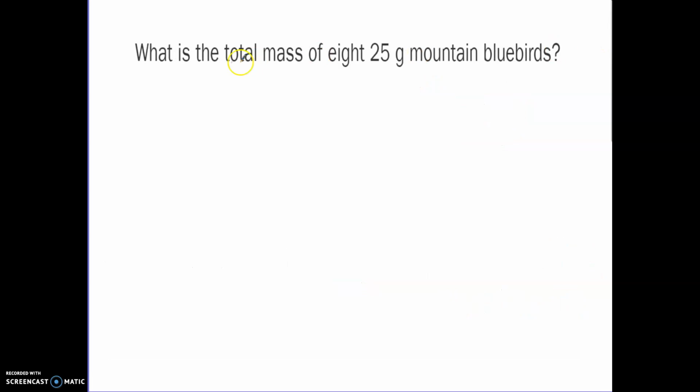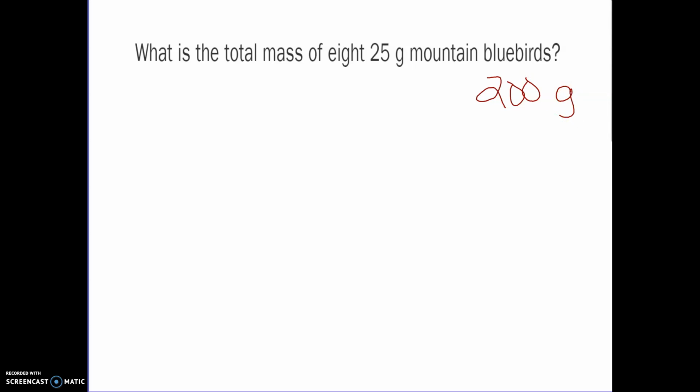Here's another. What is the total mass of 8 25-gram mountain bluebirds? Well, when I look at this problem, I see 25, and I know that a quarter is 25, and I know that 4 quarters is $1, which is the same as 100 cents. So if 4 25s are 100, then another 4 25s would be 100, and 100 plus 100 is 200. So that would be 200 grams.